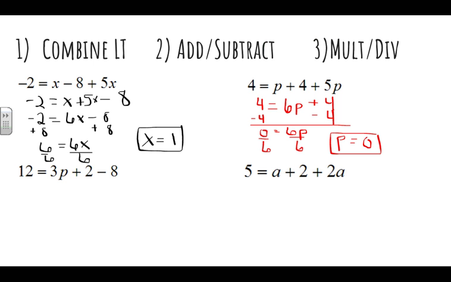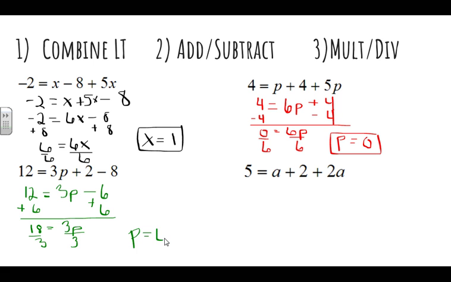Next problem, let's do in green. So 12 equals 3p plus 2 minus 8. So 2 and negative 8 are like terms. If we combine those, we would get negative 6. So I would rewrite this as 12 equals 3p minus 6. All right, the first step I'm going to take is going to be to add 6 to both sides. And I would get 18 equals 3p. Divide both sides by 3, and we would get that p equals 6.